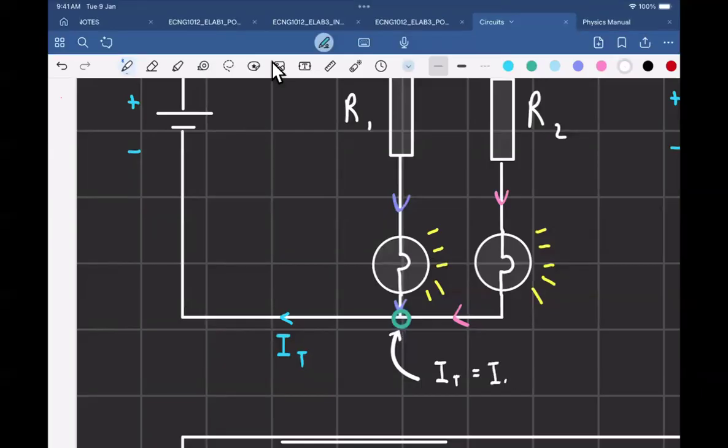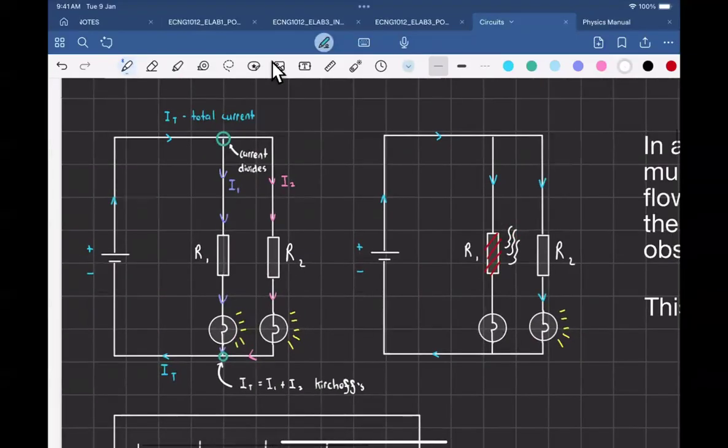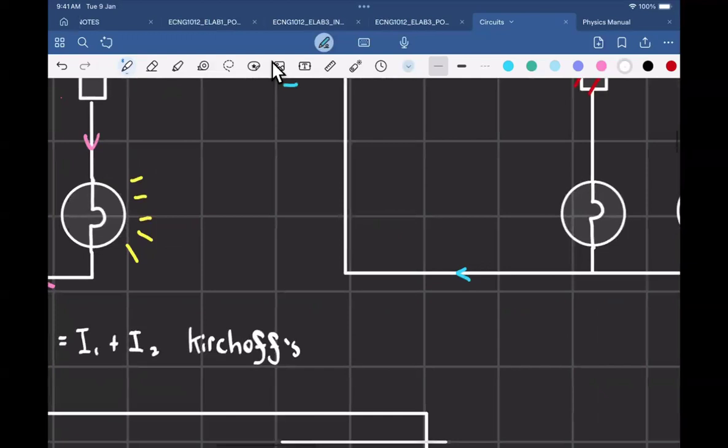Yep, right? And this is Kirchhoff's current law. If I use words like that, the teacher will be like, what the hell? So Kirchhoff's current law just states that the current entering is equal to the current exiting. So you have the total current entering, and you have I1 and I2 leaving. So obviously, the total current will be equal to the currents divided. Makes sense, right?